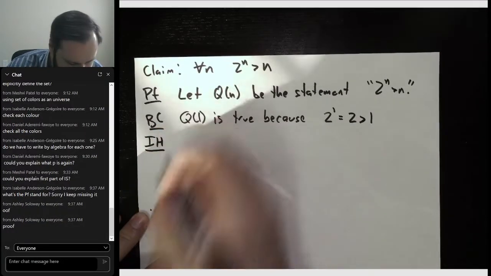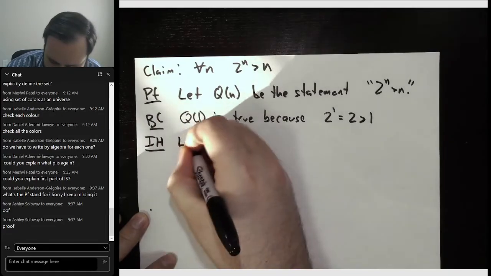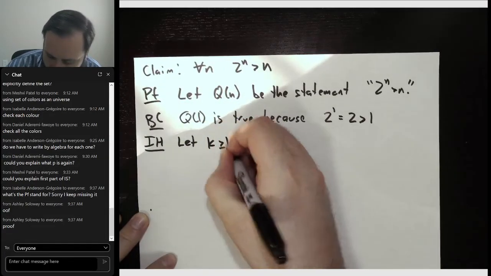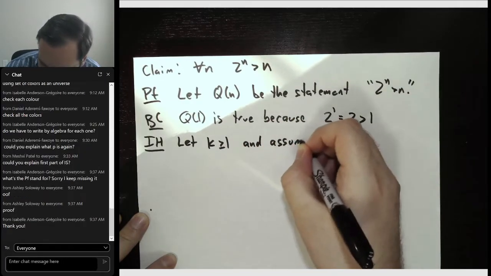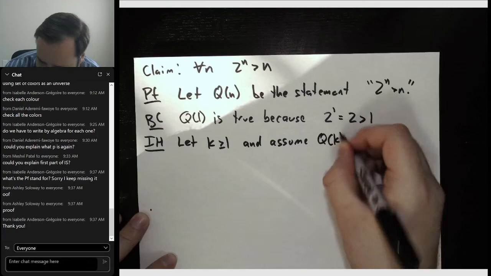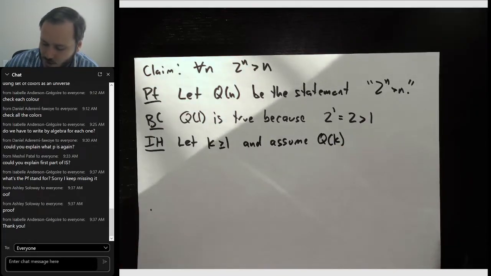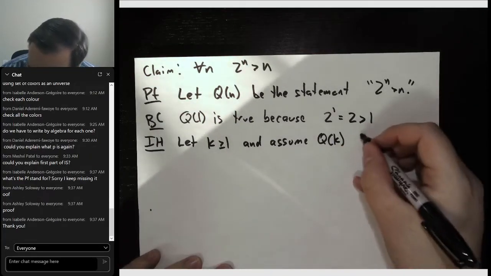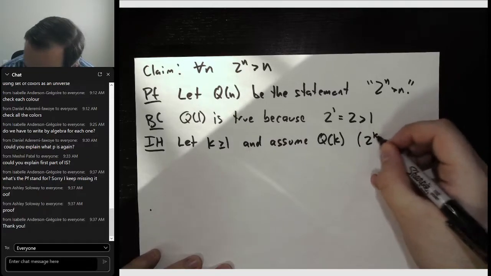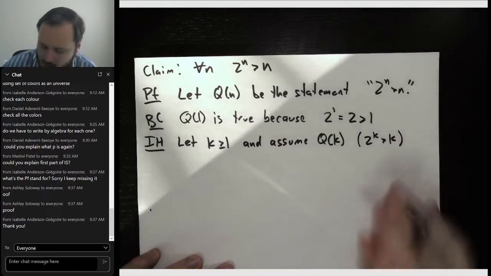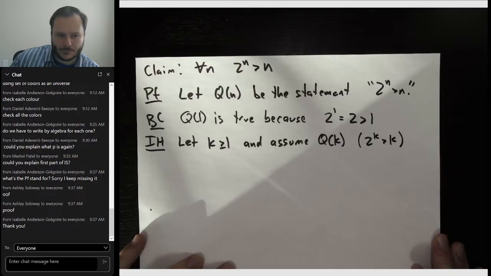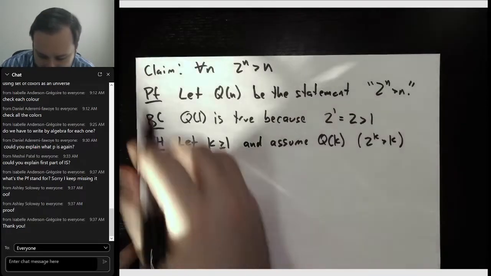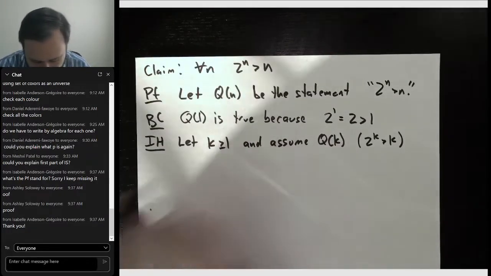Induction hypothesis. Let k be greater than or equal to 1, and assume Q of k. What does assuming Q of k mean? That means I'm assuming 2 to the k is bigger than k. Yes, sorry. PF stands for proof. Good question.